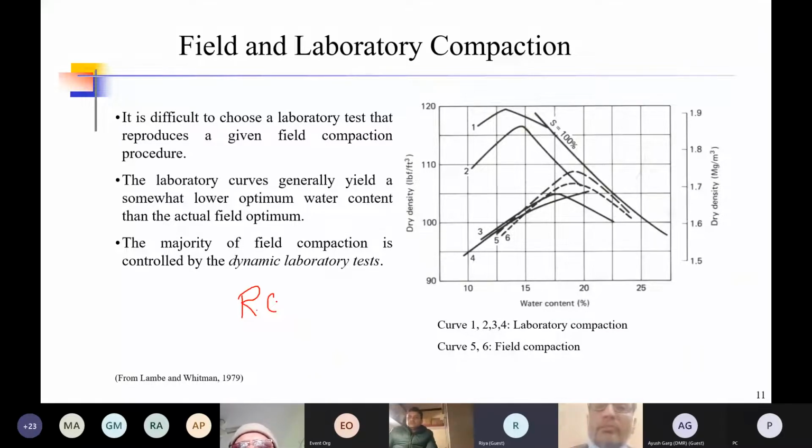So an RC value of 90 and above is extremely good construction practice. That shows that the compaction energy that you have imparted in the field is somewhat similar to the lab compaction energy.